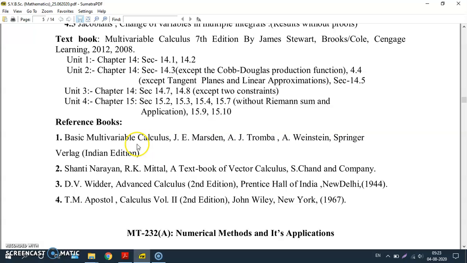First is Basic Multivariable Calculus, J.E. Marsden. Second is Shanti Narayan, R.K. Mittal, A Textbook of Vector Calculus. Third is D.V. Widder, Advanced Calculus. And fourth one is T.M. Apostol, Calculus, Volume 2.